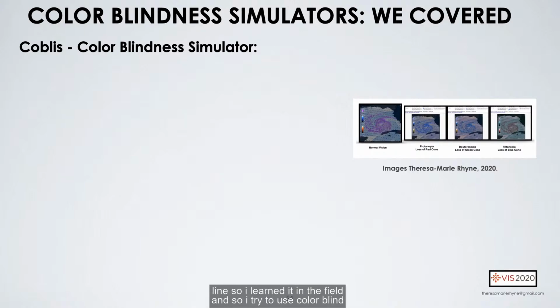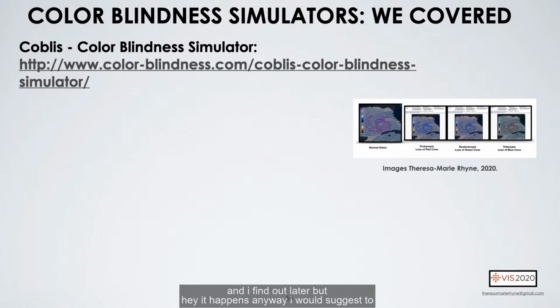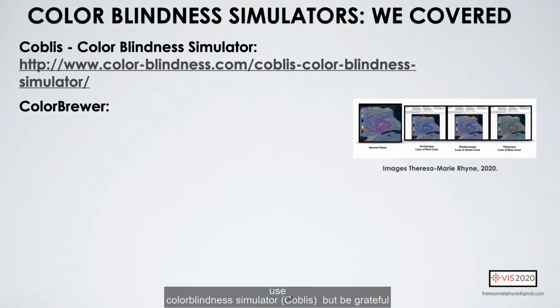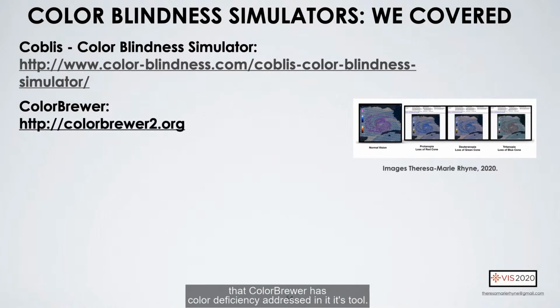So I learned it in the field, and so I try to use color blindness simulators until I conveniently forget, go and work with an astrophysicist, create an award-winning visualization that does not pass the color deficiency test, and I find out later, but hey, it happens. Anyway, I would suggest you use a color blindness simulator, but be grateful that ColorBrewer has color deficiency addressed in it.